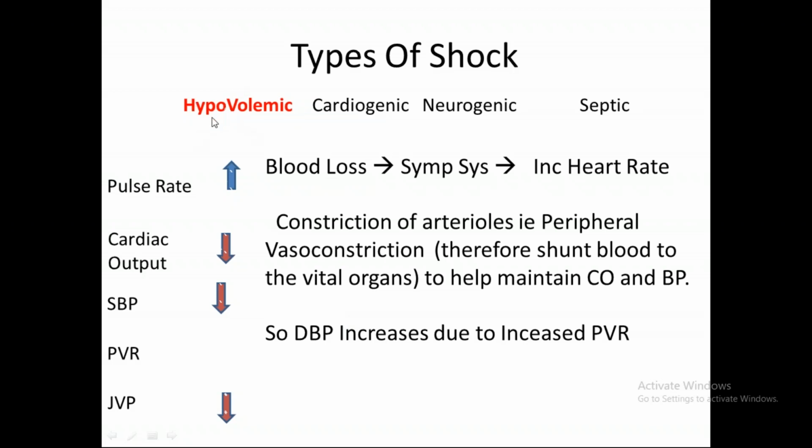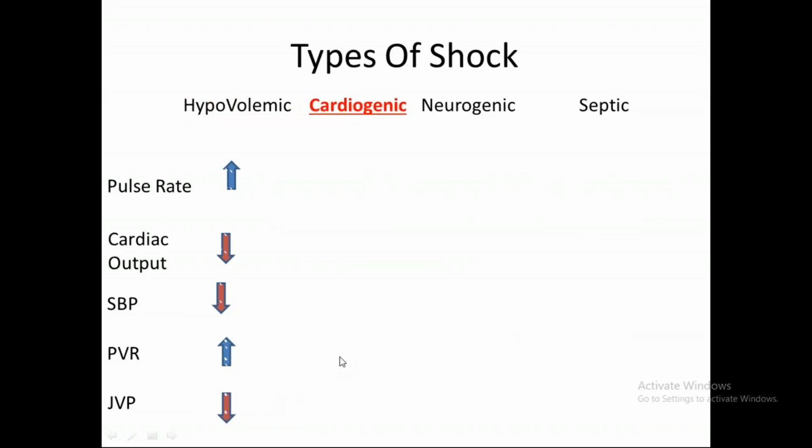So in hypovolemic shock, the pulse rate would be increased. Cardiac output will obviously be decreased, systolic blood pressure would be decreased, and the peripheral vascular resistance will increase. JVP will be decreased, right? Right. So the second type of shock is the cardiogenic shock.